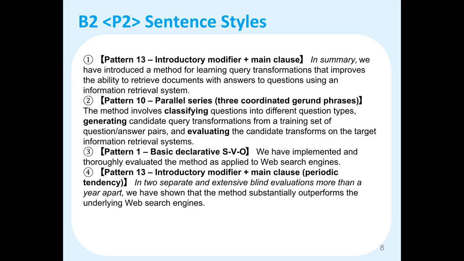Sentence 3, the statement of implementation, utilizes the simple pattern 1, basic declarative subject-verb-object. This choice ensures the sentence is direct and unambiguous when confirming a key research step we have implemented and thoroughly evaluated. Sentence 4, the concluding result, employs pattern 13 again, but with a long introductory modifier that creates a periodic tendency. Placing the detail about the 2 separate and extensive blind evaluations at the start emphasizes the rigor of the findings before delivering the decisive conclusion that the method substantially outperforms.